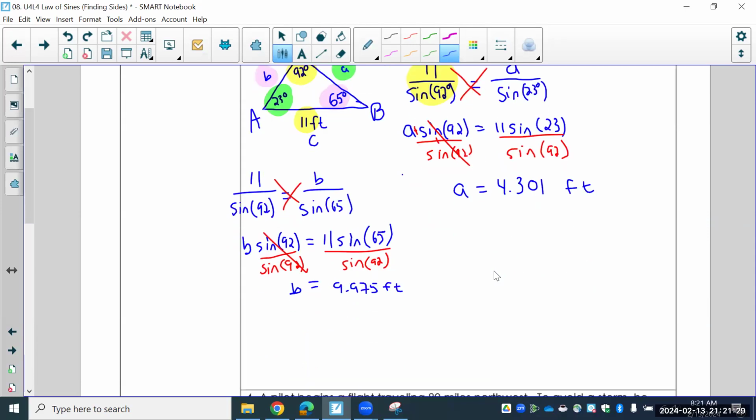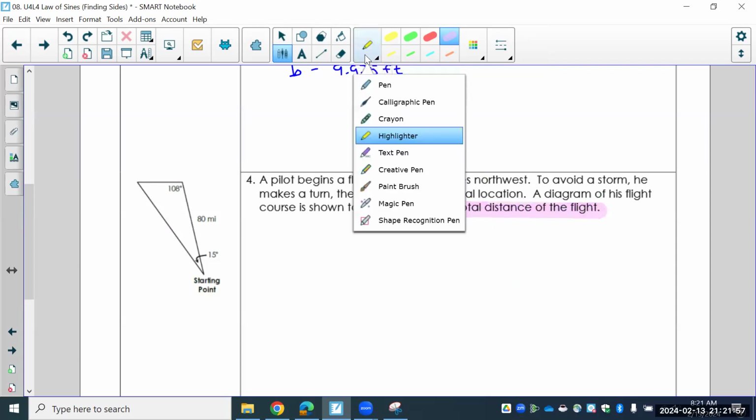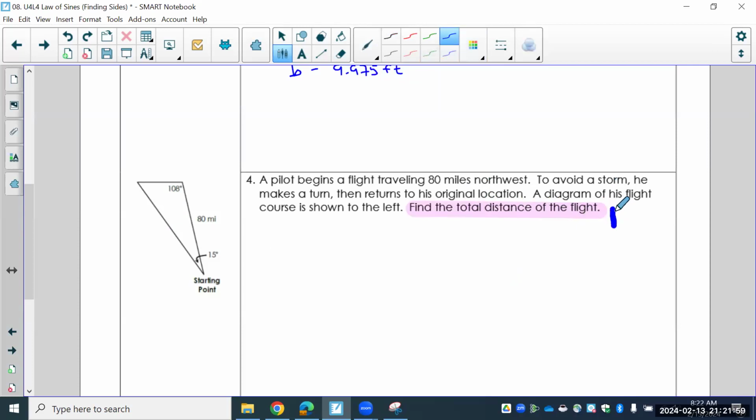Okay, so the next example is a word problem. Let me give you just a second to read it over and see what you think. All right. Now looking at that, what we're looking for here is actually everything in the problem. They give us a diagram, but what they're asking for is the total distance in the flight. And the total distance in the flight is the perimeter, right? And if it wants me to find the perimeter, that actually means, guess what? Solve the triangle, which is no big deal because we've been doing that.